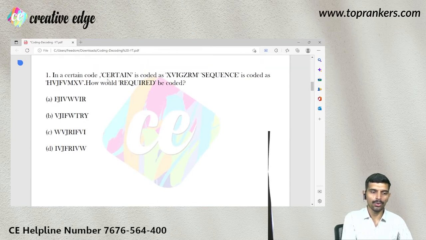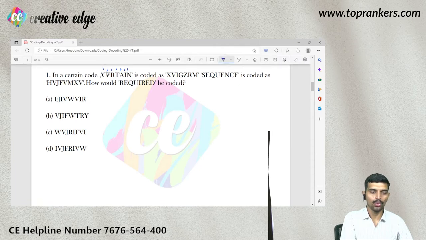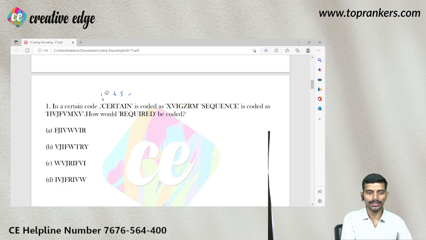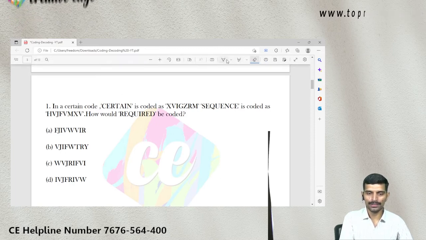In a certain code, CERTAIN is coded as XVIGZRM. SEQUENCE is coded as HVJFMXV. How would REQUIRED be coded? Right. So see here, CERTAIN, how many alphabets are there? Let's count: 1, 2, 3, 4, 5, 6, and 7. Here also 1, 2, 3, 4, 5, 6, 7. So we have an equal number of alphabets. So we need to find what the pattern is. This is alphabet to alphabet coding, right?